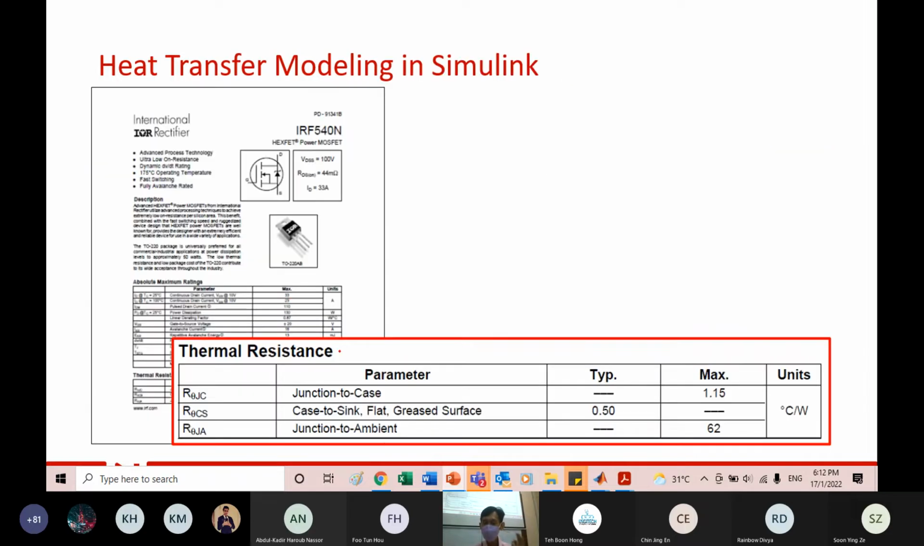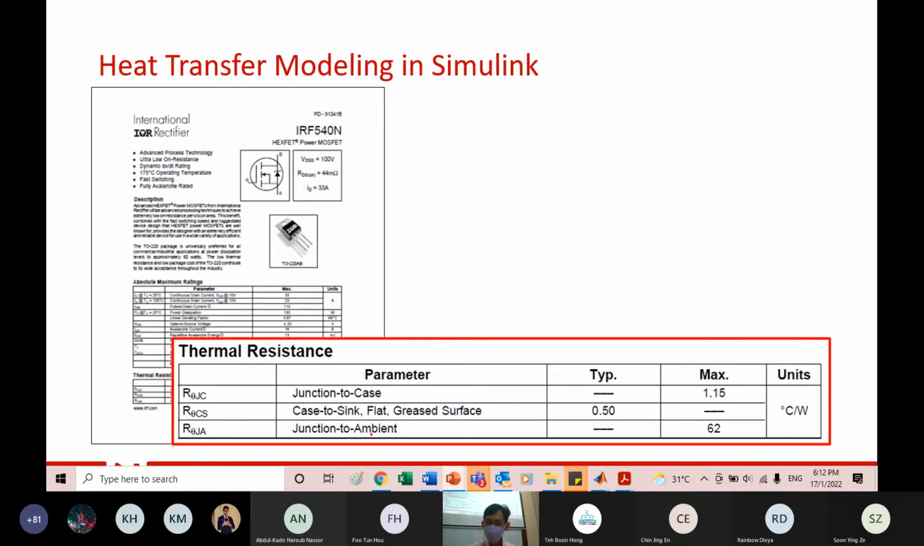Now in the data sheet, they tell you junction to case, 1.15 Celsius per watt. This is the unit. Then case to heat sink, or case to flat. Typical values are given; if there is no typical, you have to work it out yourself.